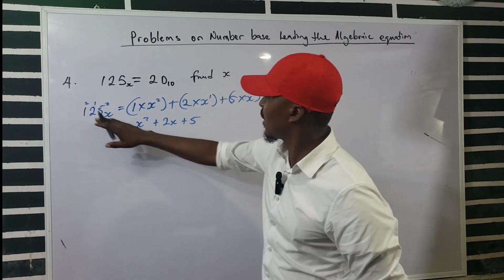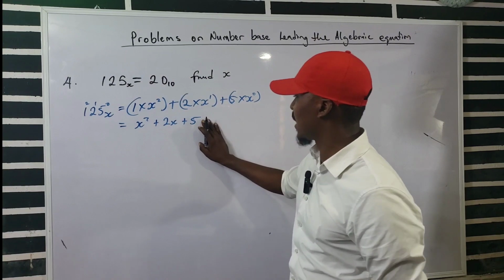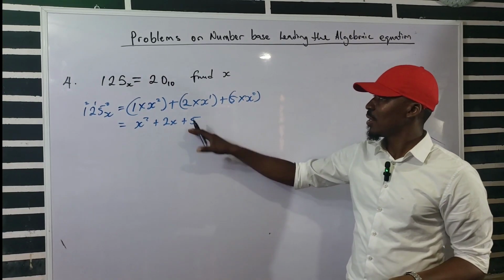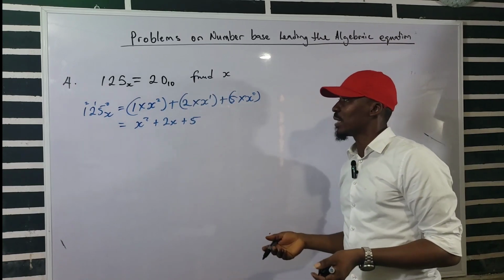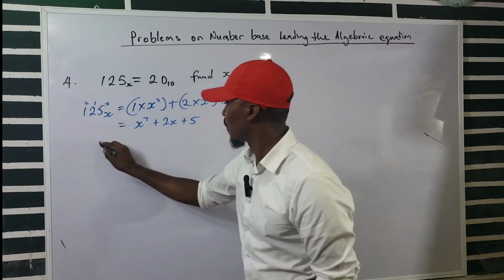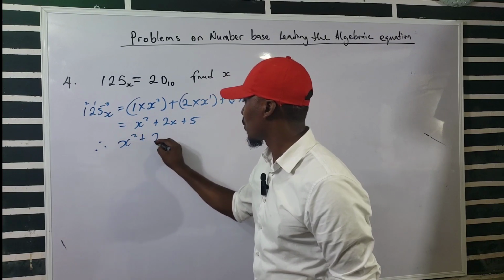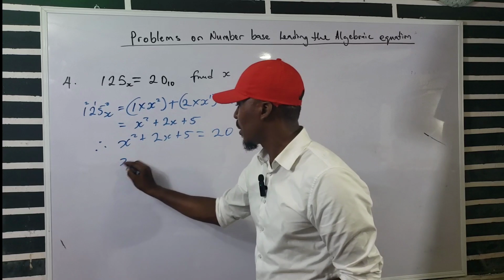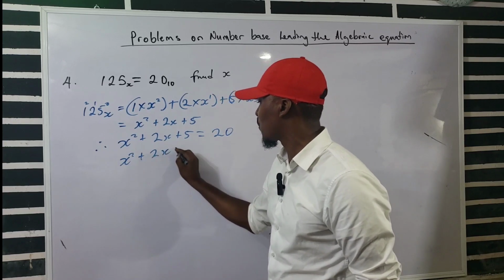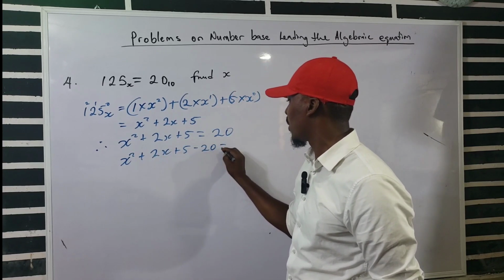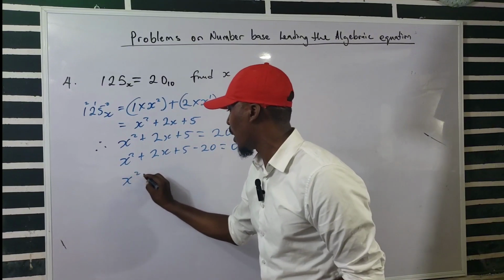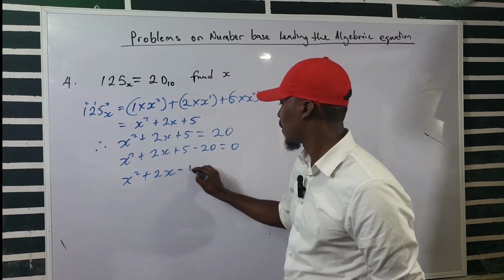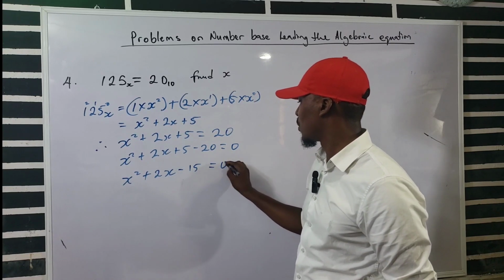And we said that this is equal to 20. So this is base 10 now. x squared plus 2x plus 5 is in base 10, so you equate it to what? To 20. So you now say therefore x squared plus 2x plus 5 equals 20. Bring this in: x squared plus 2x plus 5 minus 20 equals 0. So x squared plus 2x minus 15 equals 0.